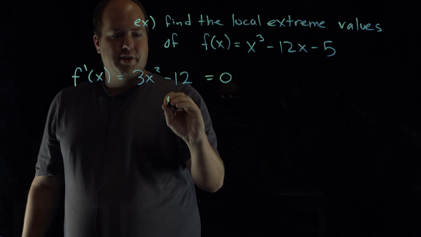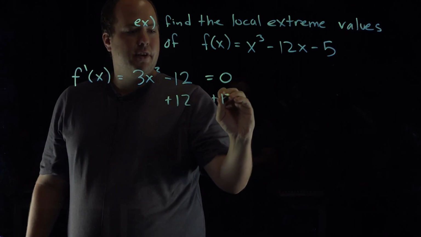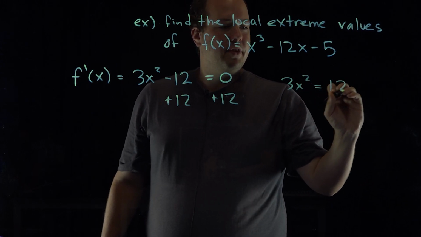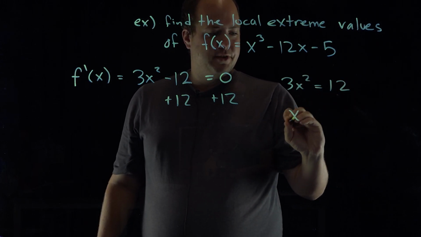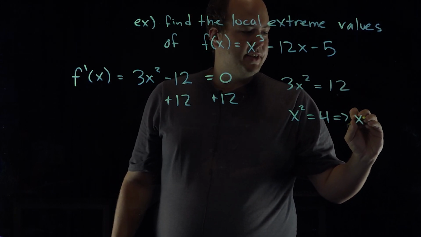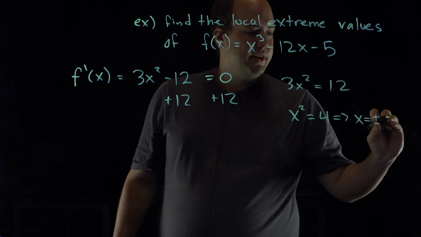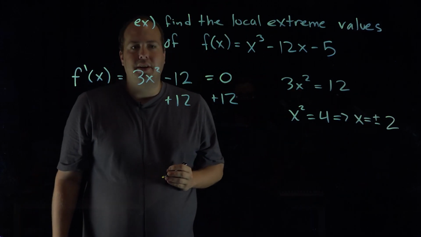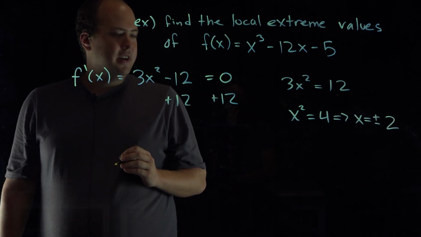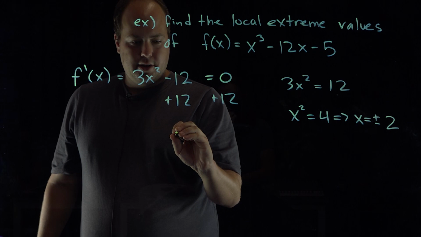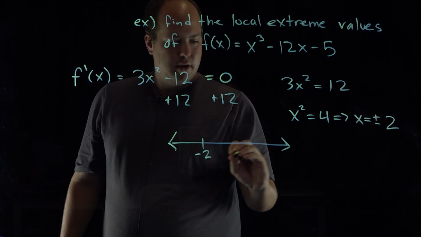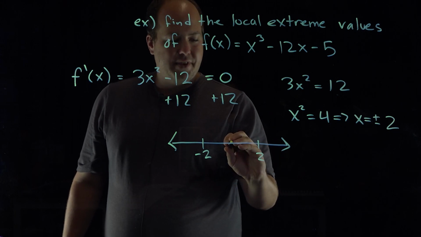We'll go ahead and solve this by adding 12 to both sides, and then we'll get 3x squared is equal to 12. Divide through by 3, we'll get x squared is equal to 4. And we will get critical numbers at x is equal to plus or minus 2. Now we'll go ahead and check whether f is increasing or decreasing to the left of these values. So I'll go ahead and make a number line. And we'll test values in between.